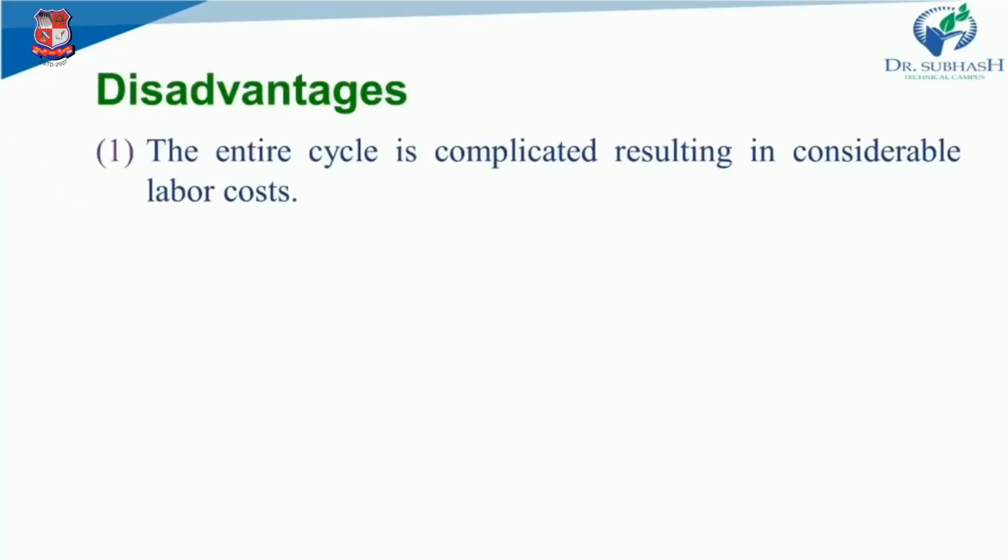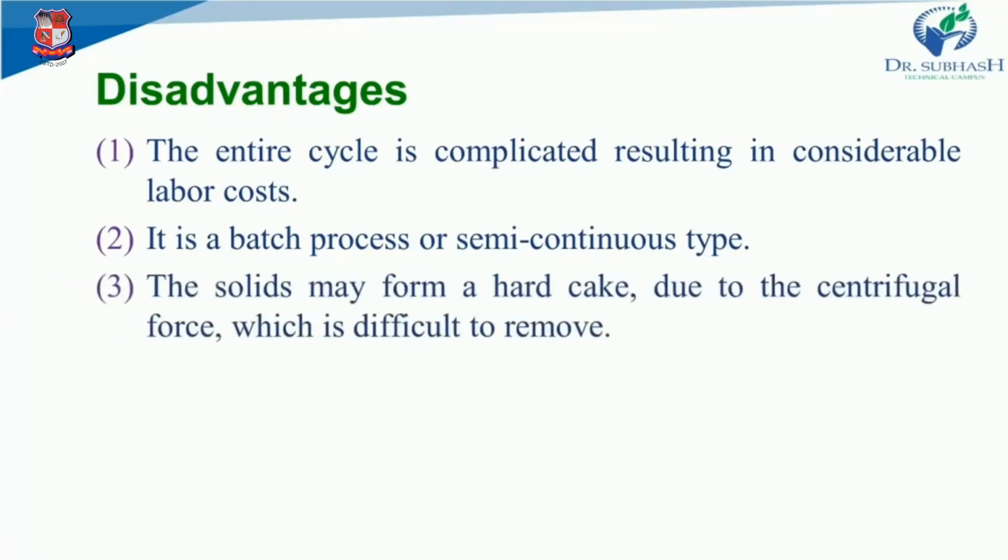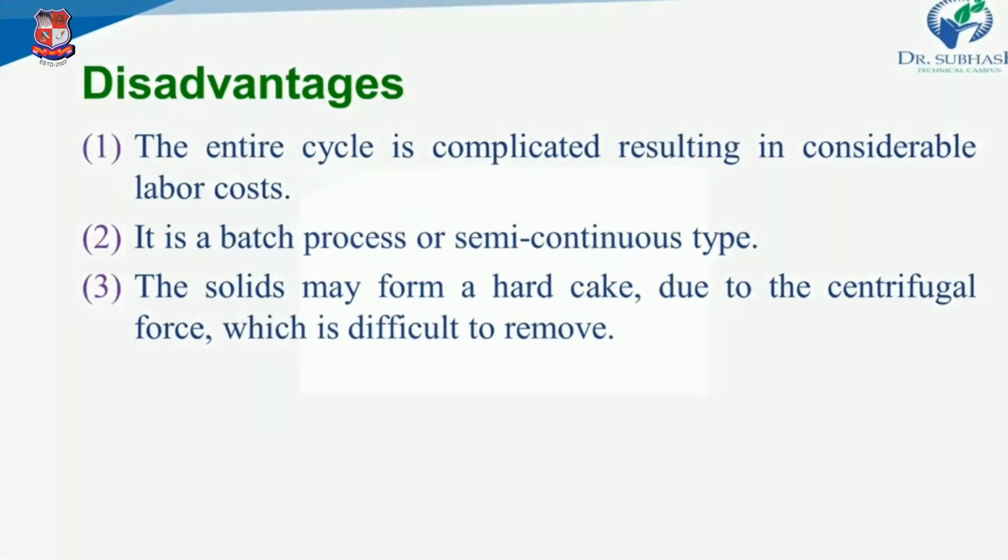Disadvantages: the entire cycle is complicated, resulting in considerable labor cost. So, economically, it is a disadvantage. It is a batch process or semi-continuous. You cannot keep it a fully continuous process, right? You have to work in batches, or you can have a semi-continuous type. The solid may form a hard cake due to centrifugal force, which is difficult to remove. If a hard cake forms, then you have to take measures to remove it, which is a tedious job.